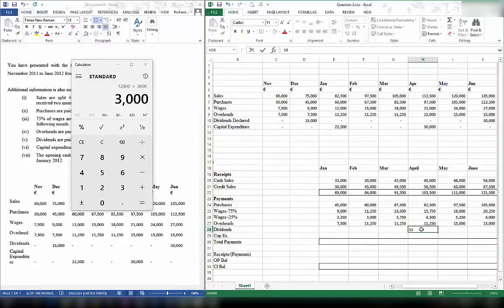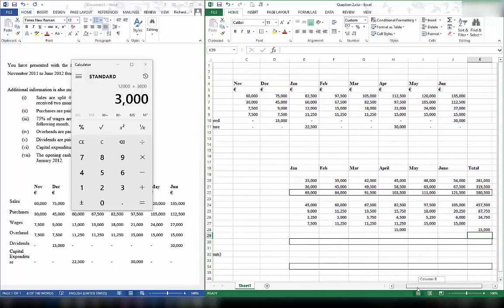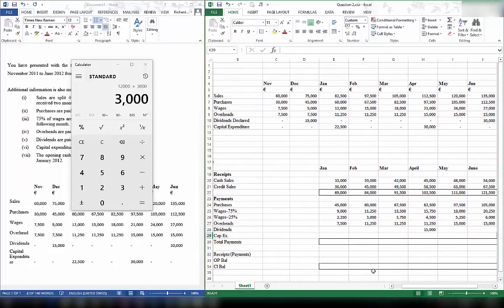So 15,000 is going to be paid in April. We're actually going to pay that expense out. We incurred it in December, and we actually paid it 4 months later in April. So our dividends of 15,000, that's our only dividends expense. Lastly then, for our payments, our last payment is our capital expenditure.